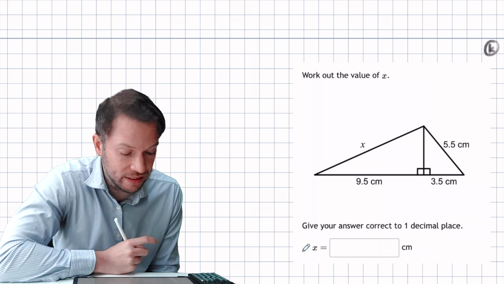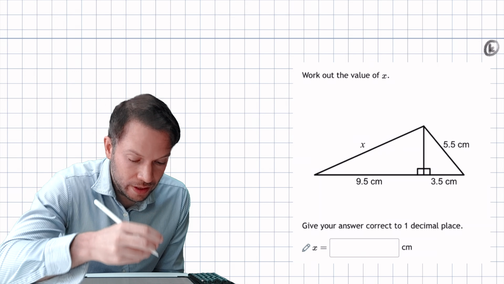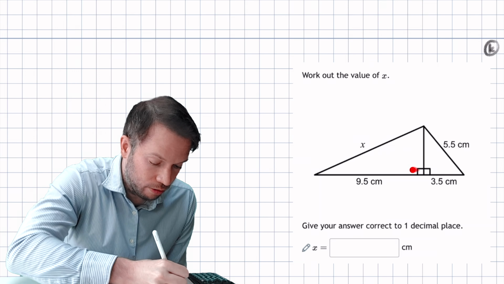Hi, in this video, we're going to use Pythagoras' theorem with two right-angled triangles that are joined together to work out a length. Now we can see that on this right-angled triangle here and this right-angled triangle here, this side is shared between these two triangles. So it might be a good strategy to work out this length first.